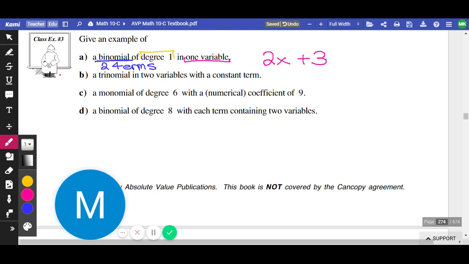Beautiful. There's infinite answers to this question, right? That's just one of many examples you could give. As long as you have a plus or minus symbol, that created 2 terms, which is a binomial. As long as your highest exponent is a 1, and you didn't have anything other than just one singular letter.